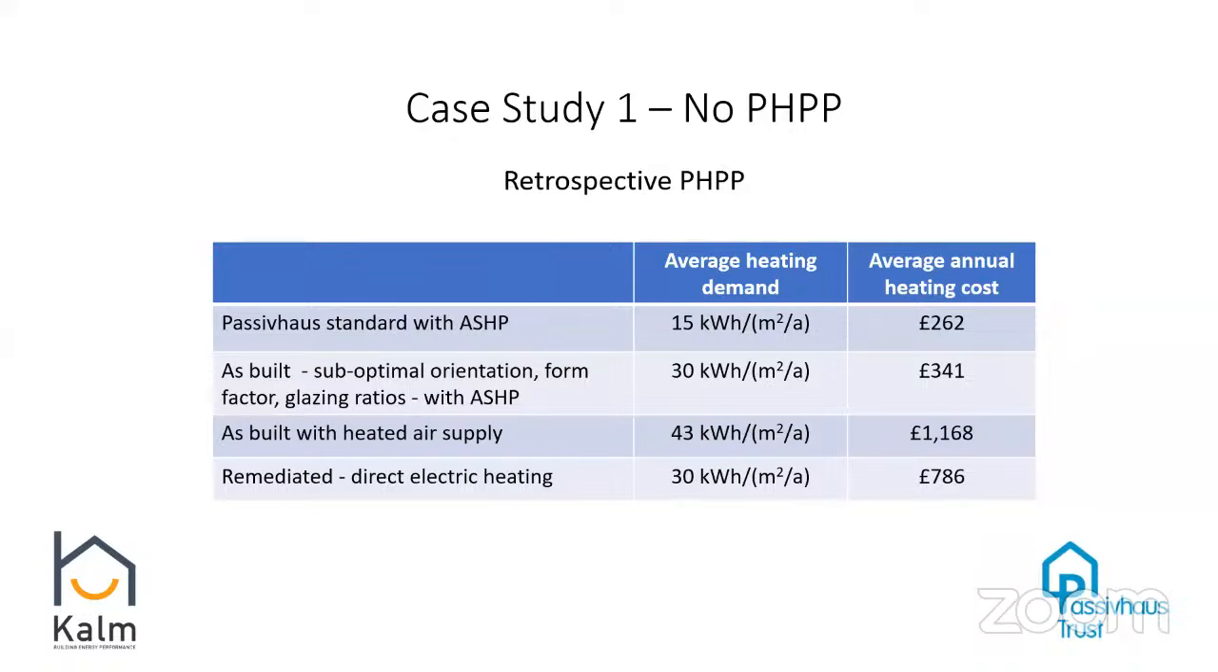Now, there are some things we can do in terms of remediation. We're looking at moving to direct electric heating. That's about the best we can do with the form factor and the orientation that we have. And we'll be retrofitting those to get their tenant bills down. We can only get it to about £786 on average. So it's better than where they are, but it's nowhere near as good as it could have been had it been modelled properly.